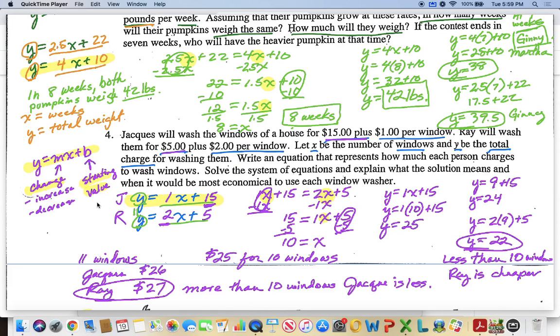Okay. So if it's less than 10 windows, Ray is cheaper. If it's more than 10 windows, then Jacques is cheaper.